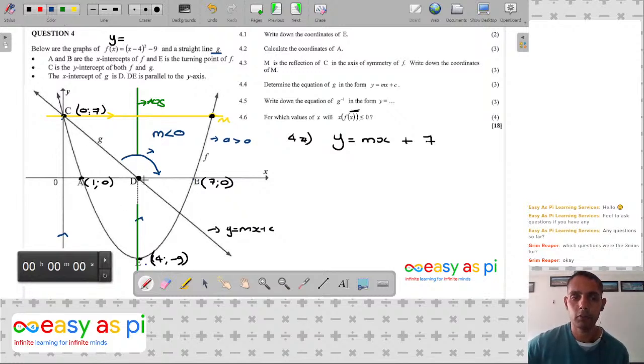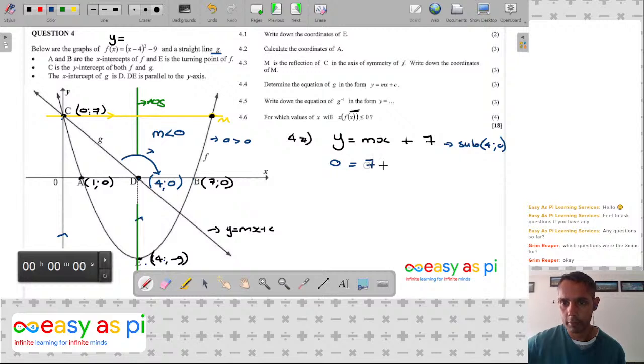Now, do I have another point on this line that I can use? Well, they gave me some key information about D. Now, what do I know about D? D is an x-intercept. So I know y is going to be 0 in this case. And I also know that the x coordinate is going to be 4, because remember, this green line is parallel to the y-axis. So then what am I going to do? I'm going to substitute 4 and 0.